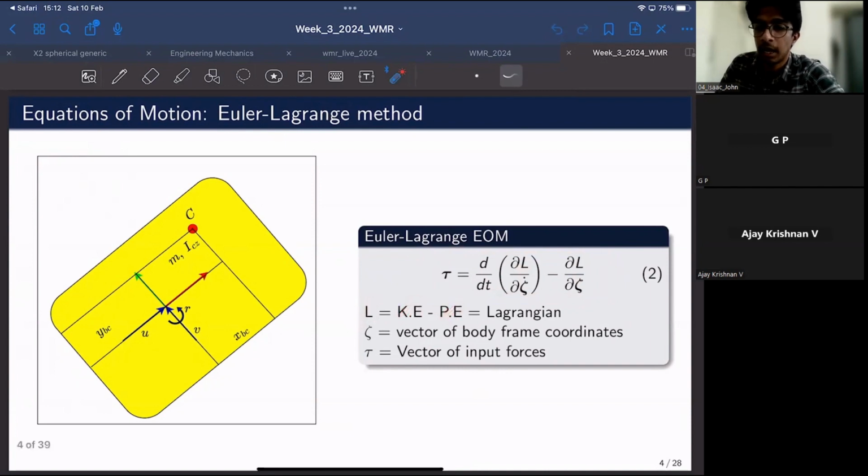And zeta is, as I have already mentioned, a vector of body frame coordinates or the body frame degrees of freedom. And tau is the vector of input forces or moments. It's not exclusive to forces, it could be moments, depending on the degree of freedom that specific coordinate has, right?